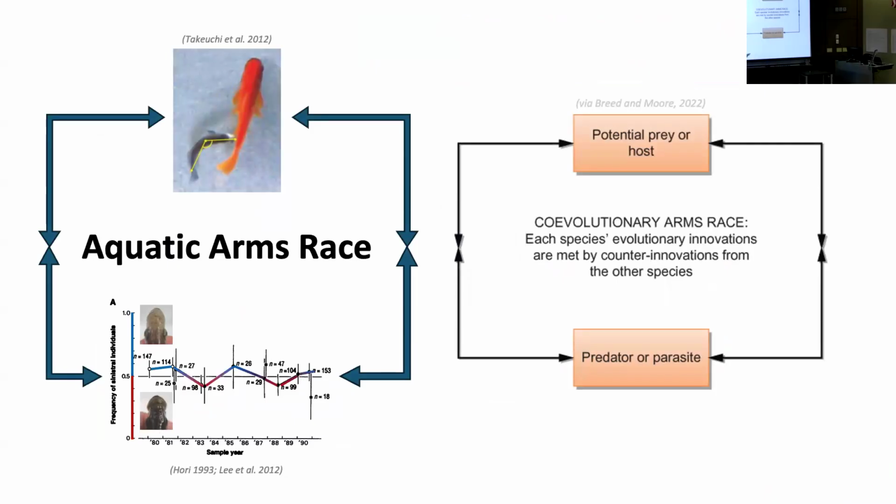So you see a bunch of arms races in nature between predators and prey, between parasites and hosts. So it's a coevolutionary arms race where both species can adapt to the presence of the other. They're constantly chasing their tail, and that just keeps the population from ever settling down. It's always kind of oscillating around where you might expect it to settle down. That's the outcome of this arms race.